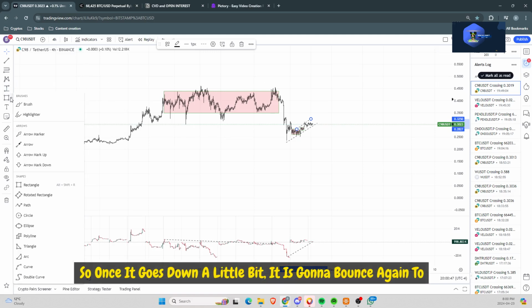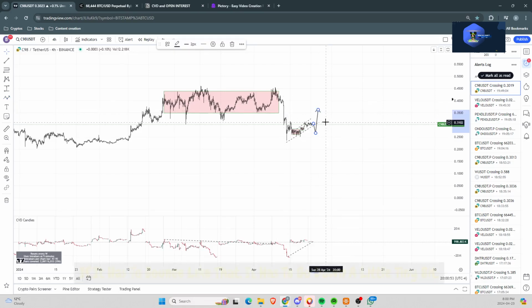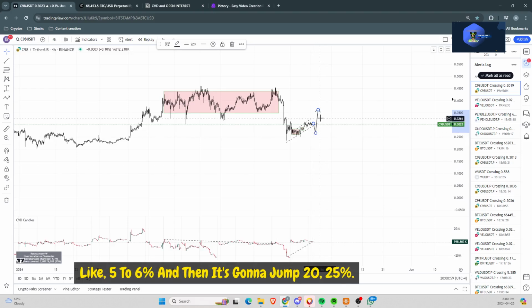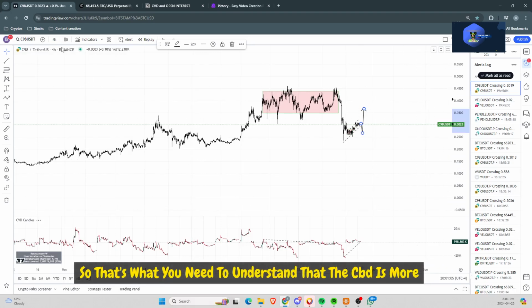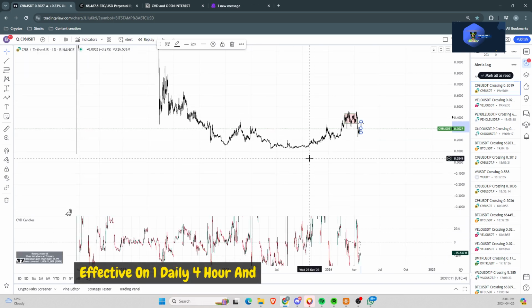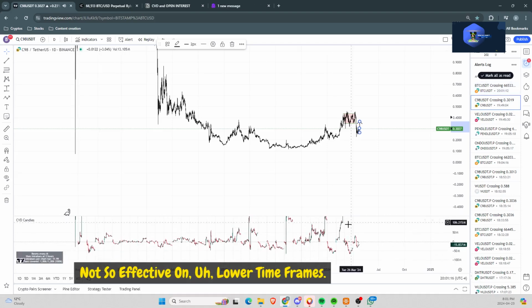So once it goes down a little bit, it is going to bounce again to this fair value gap. If it has to bounce like that, it has to go down a little tiny bit, like 5 to 6%, and then it's going to jump 20-25% before it actually drops down. So that's what you need to understand: this CVD is more effective on the daily and 4 hour, and not so effective on lower time frames.